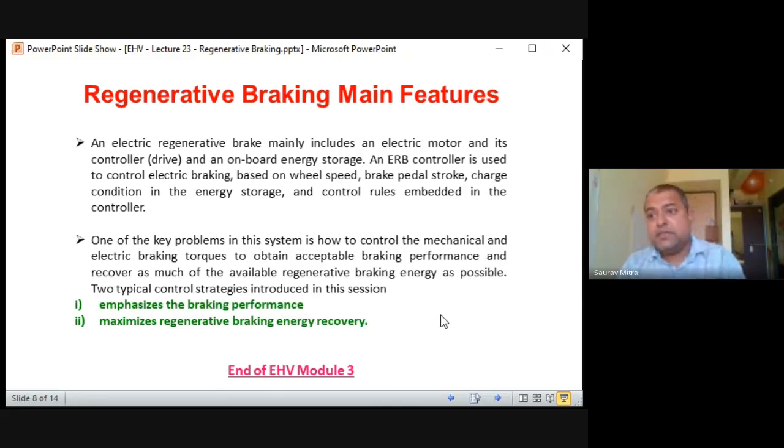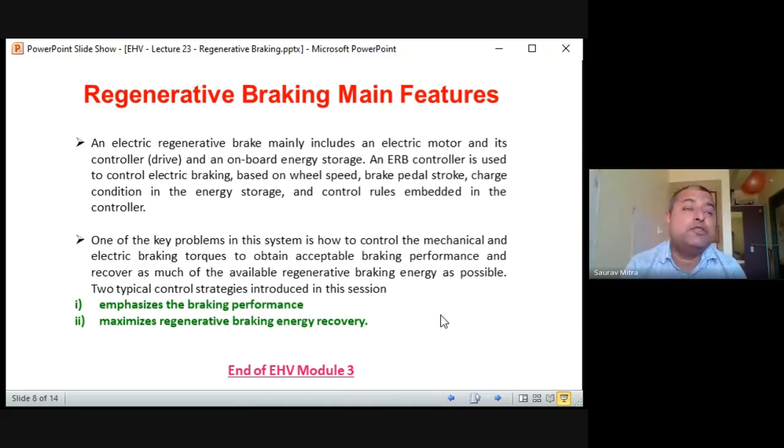At the end of this regenerative braking, they are talking about the limitation of the system. One of the key problems in this system is how to control the mechanical and electrical braking torques to achieve acceptable braking performance and recover as much available regenerative braking energy as possible. That means there has to be some kind of trade-off between mechanical braking as well as regenerative braking.